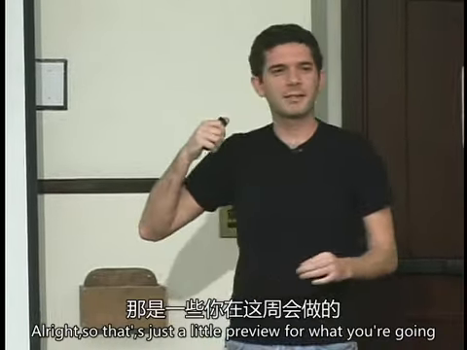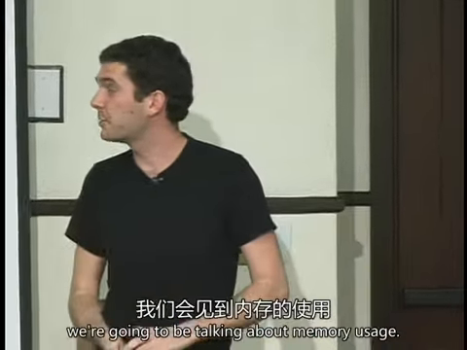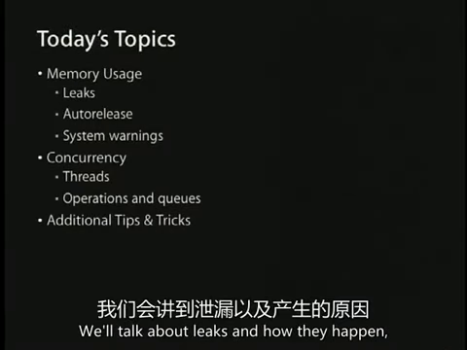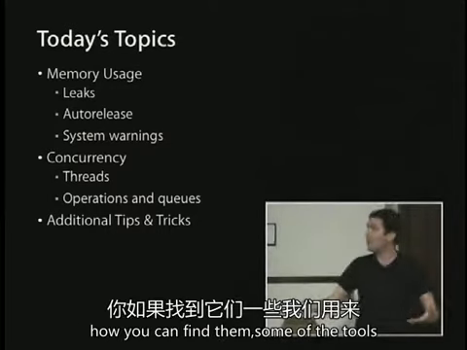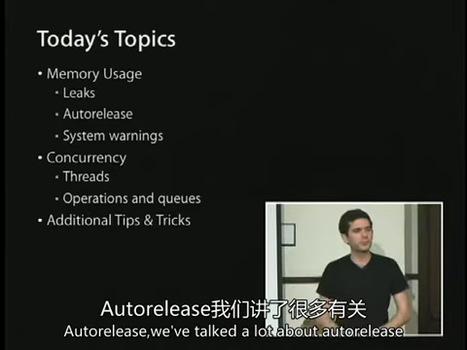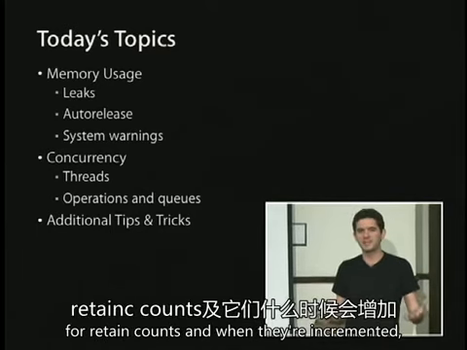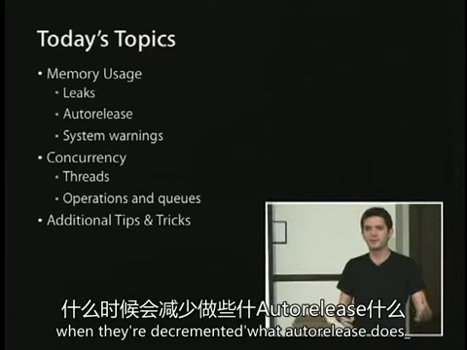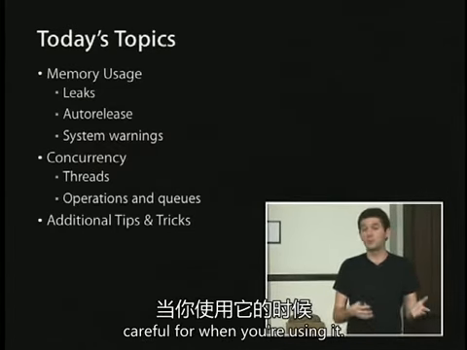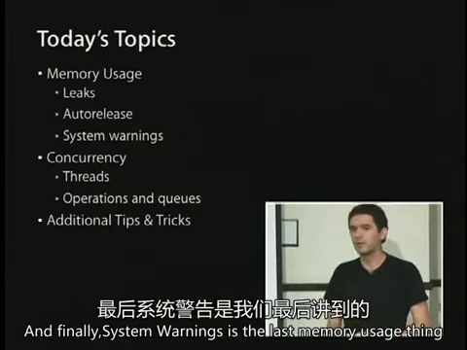All right, so that's just a little preview for what you're going to be doing this week. As far as today's lecture is concerned, as I mentioned, we're going to be talking about memory usage. This is a very important thing for performance on the iPhone. We'll talk about leaks and how they happen, how you can find them, and some of the tools that we have available for locating them. Autorelease: we've talked a lot about autorelease and memory management in general, and hopefully everyone's got a good feel for retain counts, when they're incremented, when they're decremented, and what autorelease does. There are some side effects that you have to be careful of when you're using it, so we'll talk about some of those today. And finally, system warnings is the last memory usage thing we'll talk about.